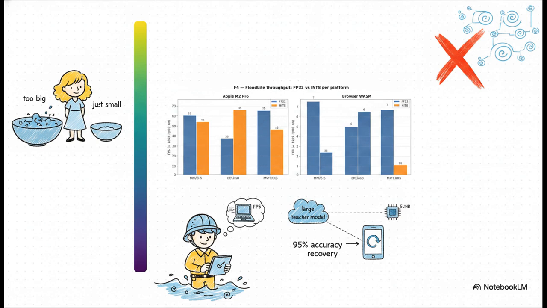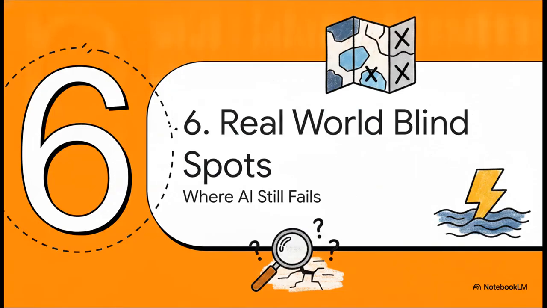And because it's so small and stable, it absolutely screams along at 58 frames per second on a standard laptop CPU. Best of all, it recovers 95% of the massive teacher model's accuracy, but it can actually run entirely offline, out in the field, right in the hands of a first responder. That's a huge win. But hold on, we can't declare total victory just yet.